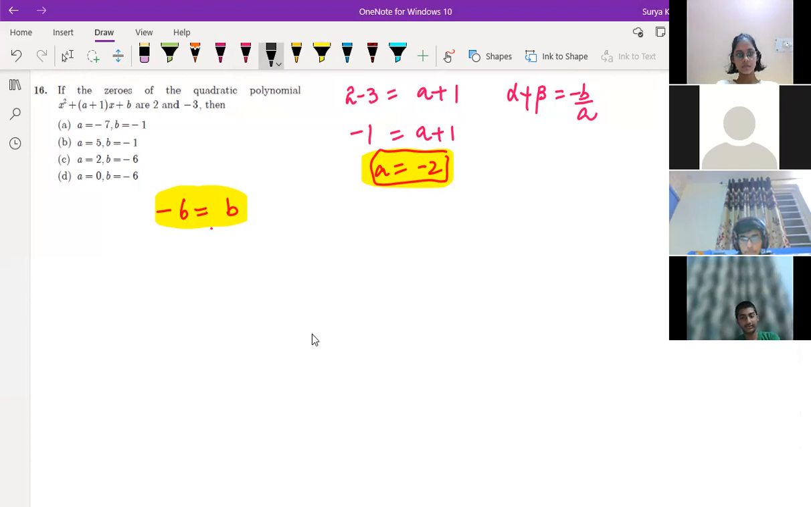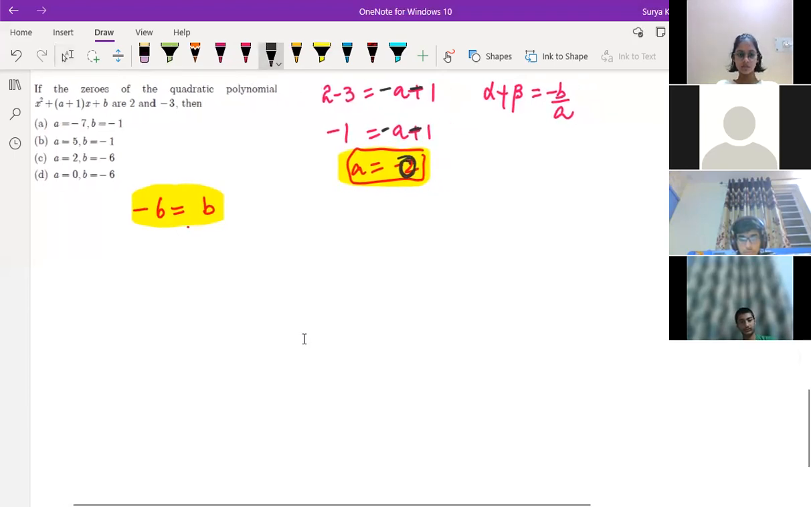No, see, the minus B thing we have made a mistake. B is A plus 1. So minus B is minus A minus 1. So A is equal to what will come? 0. A is equal to 0. So the answer is 0, comma minus 6. So option D.